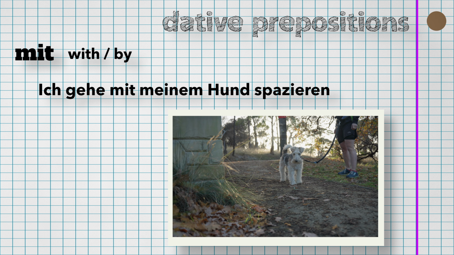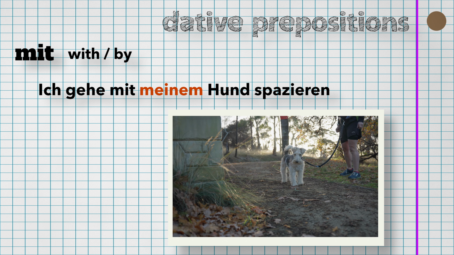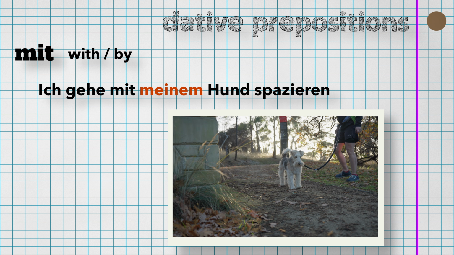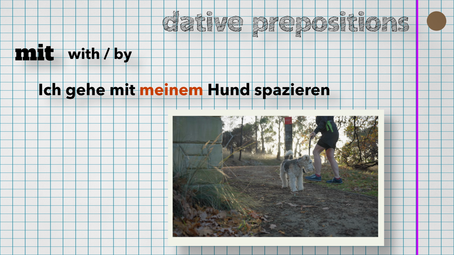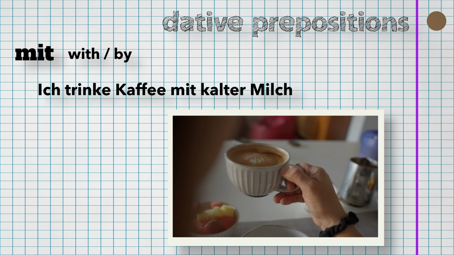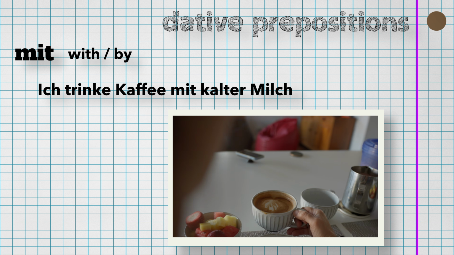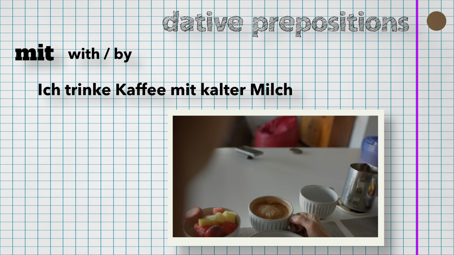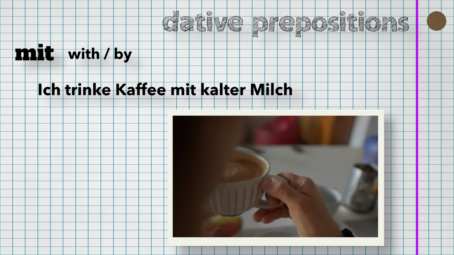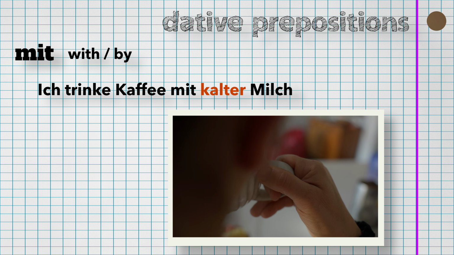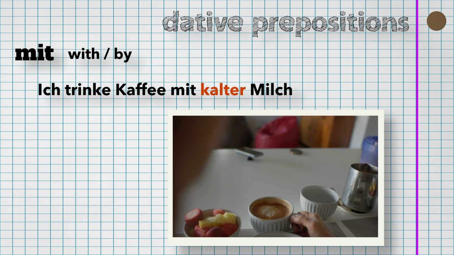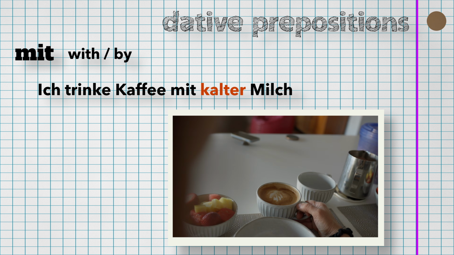So it makes sense to use an article with that em ending since the dog's neither feminine nor plural. Or I could say, "Ich trinke Kaffee mit kalter Milch." Still the same idea, it's coffee with milk, but as you can see, we're not using an article, just an adjective. But our er ending for the milk, which is feminine, still indicates that we're in the dative.